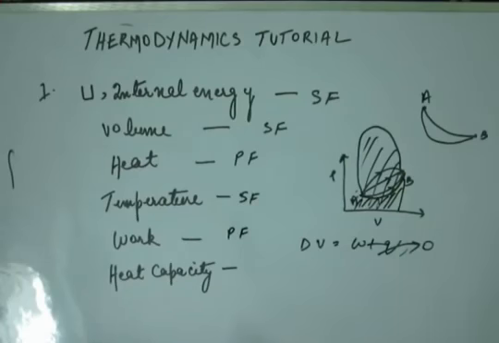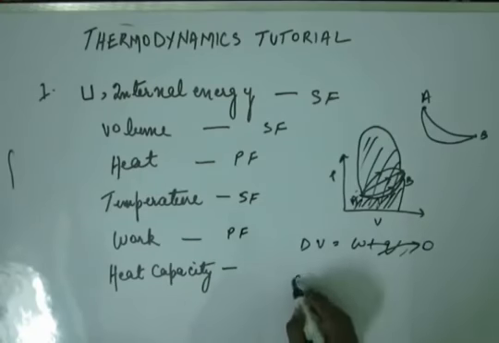Heat capacity, first of all you must know what is heat capacity. Heat capacity is the amount of heat given to the system to raise the temperature of the system by 1 degree Celsius. That is heat capacity. Heat capacity will be higher if more amount of heat is required. Heat capacity will be lower if less amount of heat is required to raise the same system by 1 degree Celsius. Now in different paths, different amounts of heat will be required to raise the temperature of a system by 1 degree Celsius. So in different paths, you will have different heat capacity.